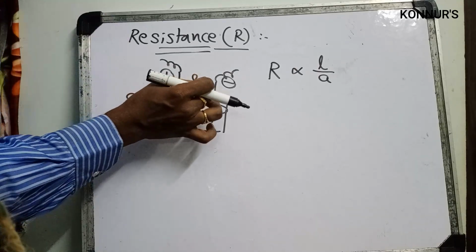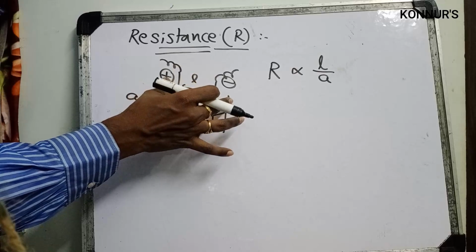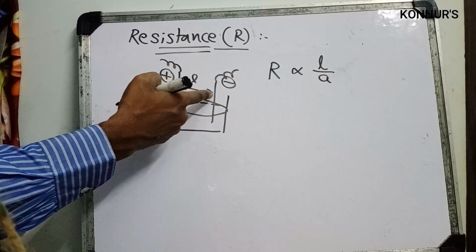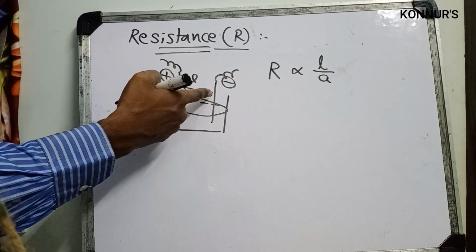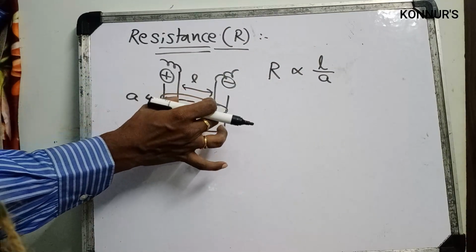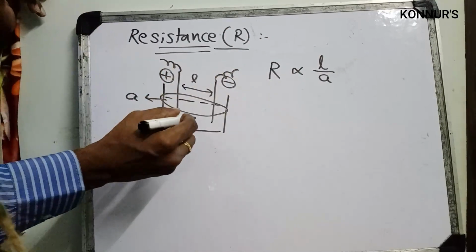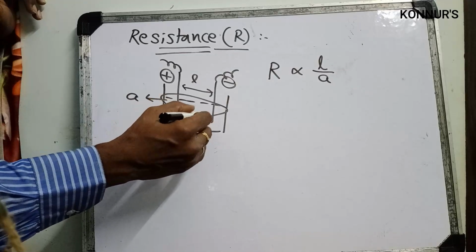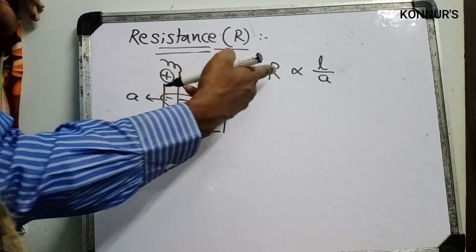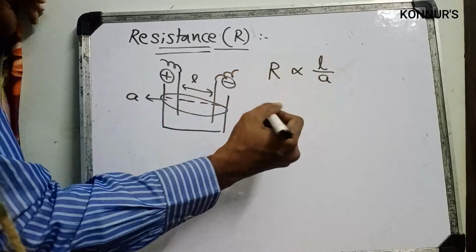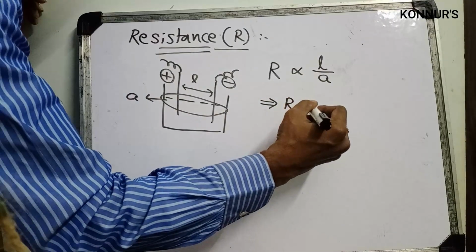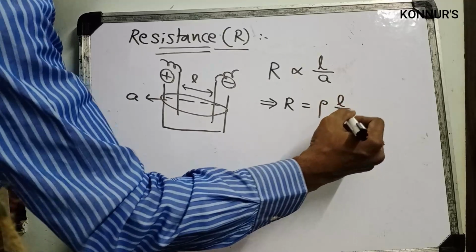See here, if you increase the length between these two, what happens? Ions are not moving fast. That means conductance decreases, so resistance increases. Suppose you increase the cross section area. Then ions move freely, conductance increases, and conductance increasing means resistance decreases. So that's why the resistance is directly proportional to the cell constant. Removing the proportionality, R equals rho into L by A.